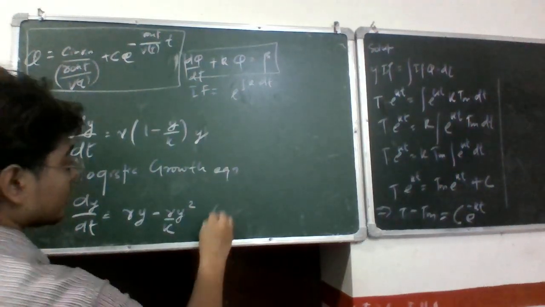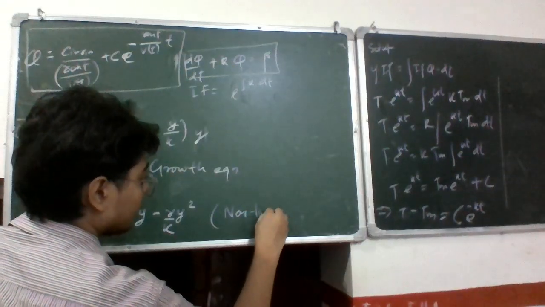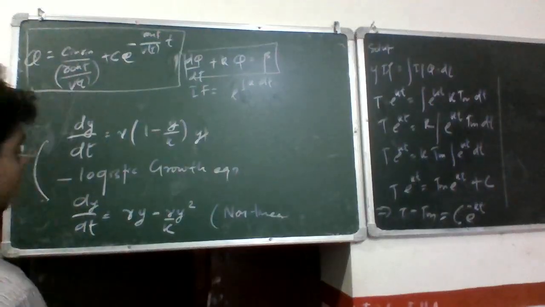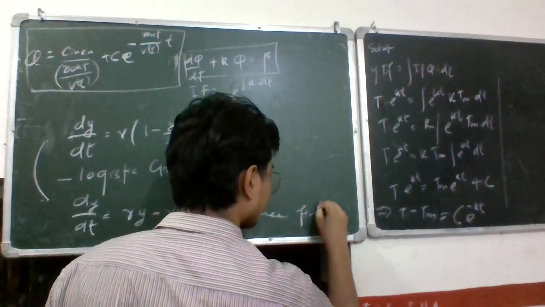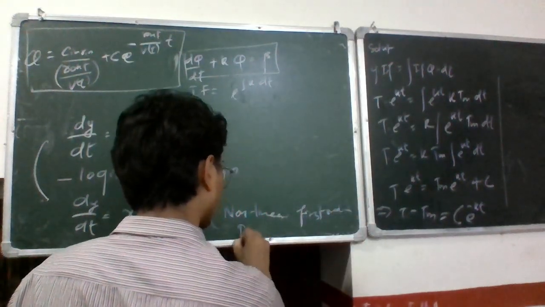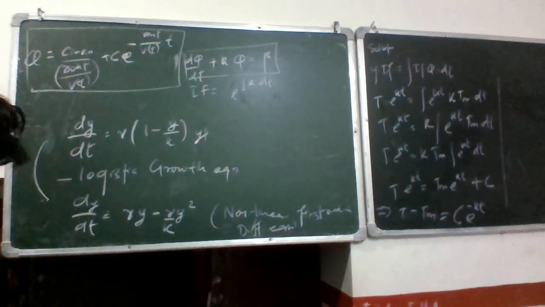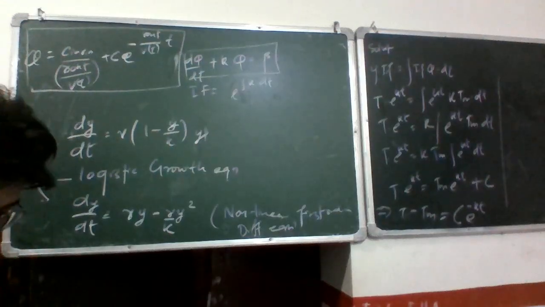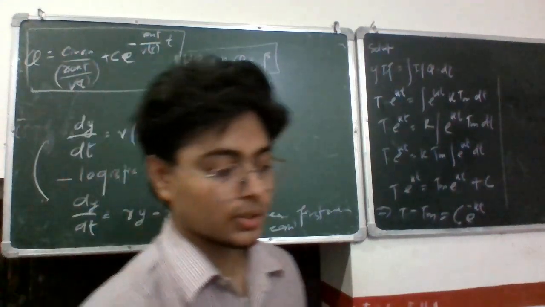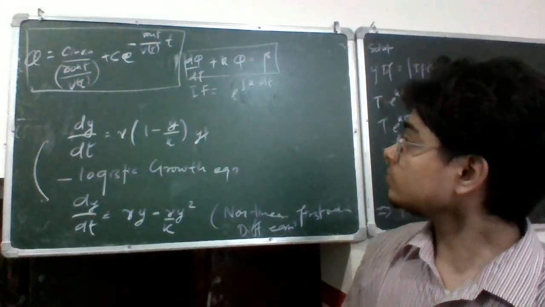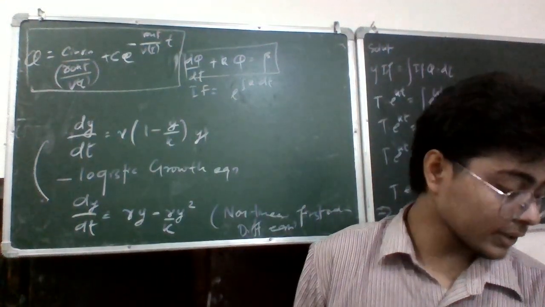That means it's a non-linear but first order differential equation. Now when we have a non-linear first order differential equation, we have our own way to find the solutions of them. That means we can't use the integrating factor method to find the solution. Alright, now this is the logistic growth equation.